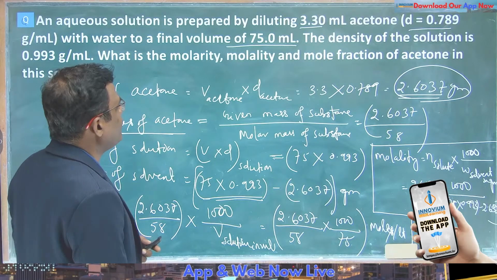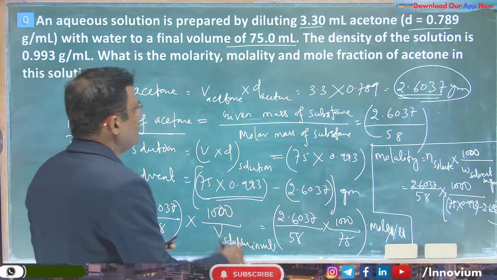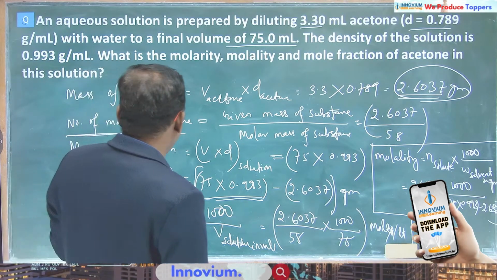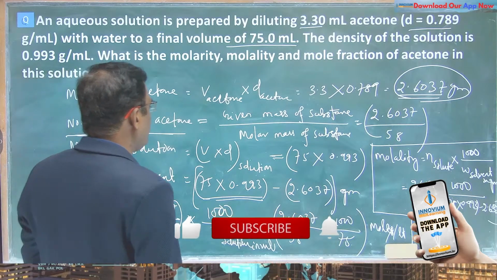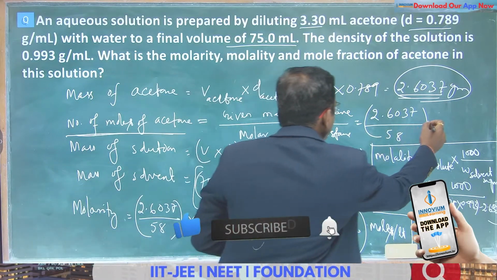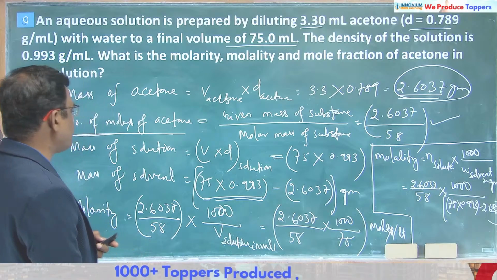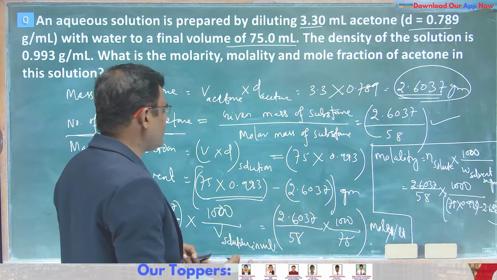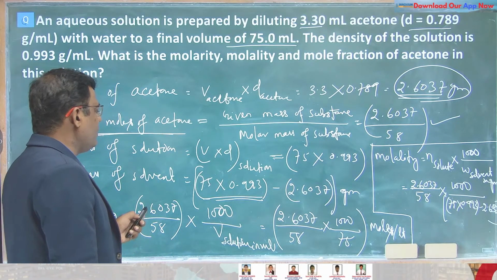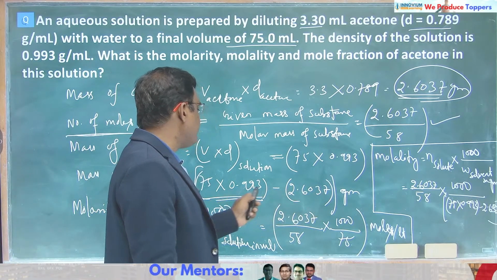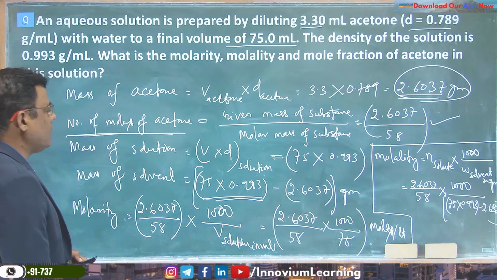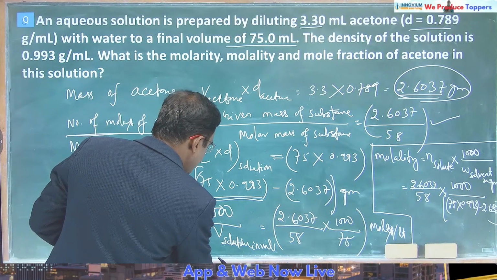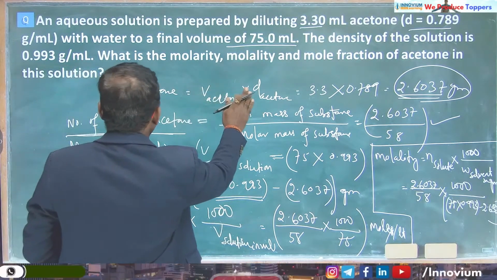Then lastly, what is given? Mole fraction of acetone. Yes, mole fraction of acetone. In the next page, we'll discuss that. To calculate the mole fraction of acetone, we need to know the number of moles of acetone, which is the number of moles of solute because acetone is the solute, correct? And the number of moles of solvent. Here it is the mass of solvent, and from this mass of solvent we can easily calculate the moles of solvent. How? Here I am explaining that.